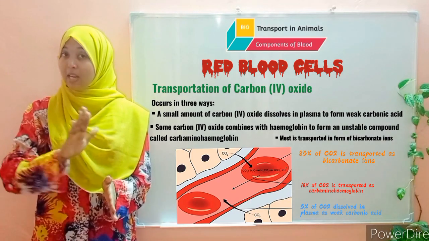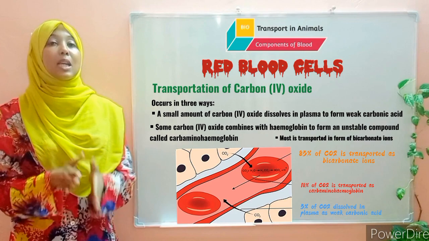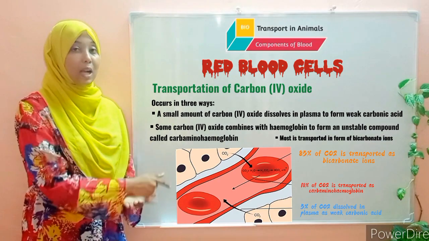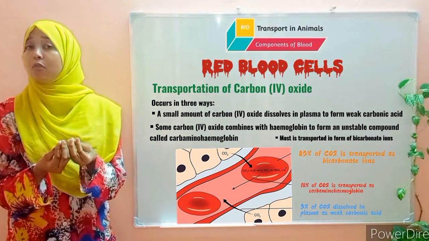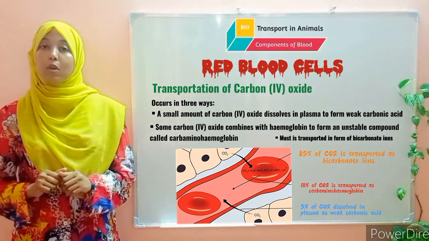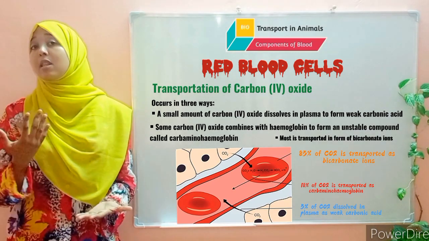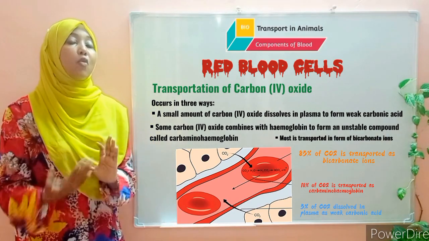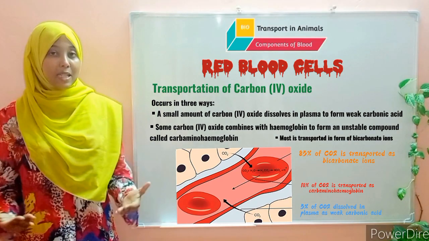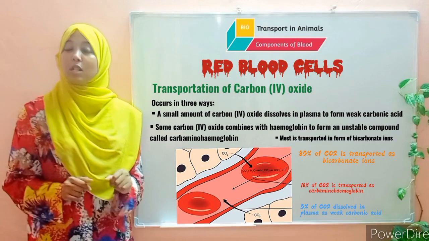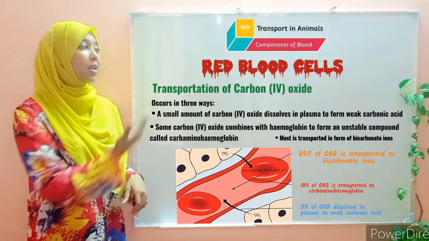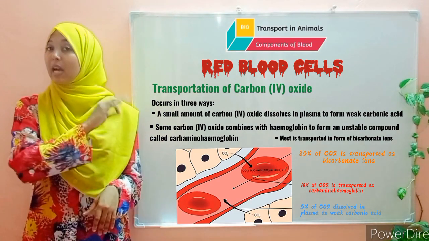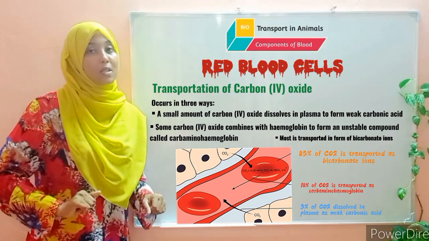And that is that. Let me just recap please. Carbon 4 oxide is transported in three ways. Around 5% of it is transported as weak carbonic acid. So some carbon 4 oxide dissolves in the plasma, forming the weak carbonic acid. Around 10% is transported in the form of carbaminohemoglobin. This is where you have hemoglobin combining with carbon 4 oxide to form an unstable compound. Last and most, so this is the main way in which carbon 4 oxide is transported, it's transported in the form of bicarbonate ions. And this reaction is catalyzed by the enzyme carbonic anhydrase present within the red blood cells.